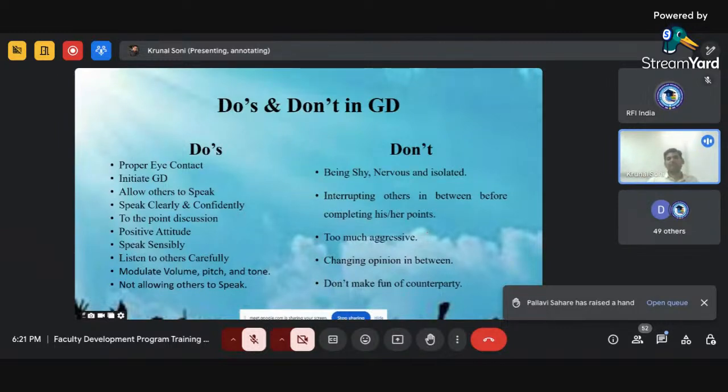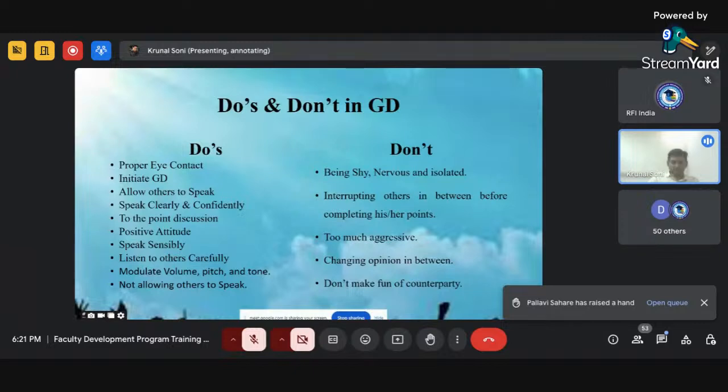Not allowing others to speak is one of the aspects. Being shy and nervous, interrupting others in between, right? So if it is not your turn, you should not interrupt others in between. You should not be too aggressive if your opinion turns out to be wrong, but you should have an adaptive nature and you should avoid anger. So this is a negative approach from a student's perspective and an employee's perspective also.